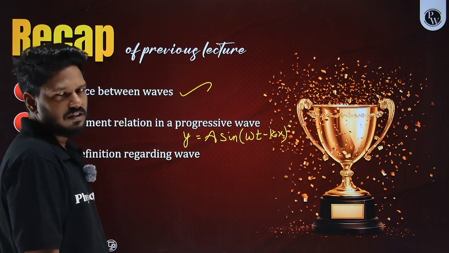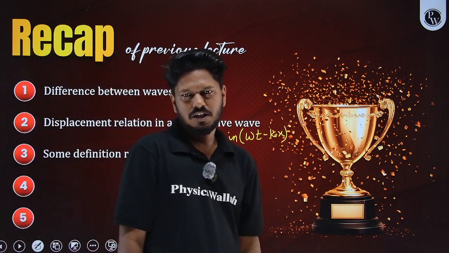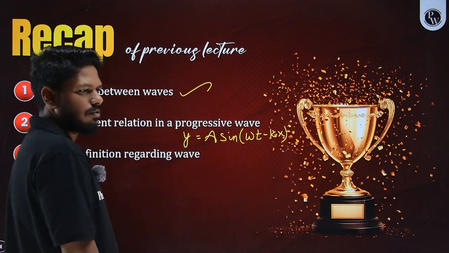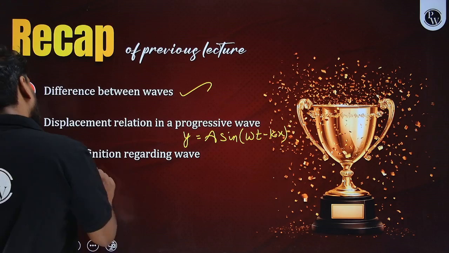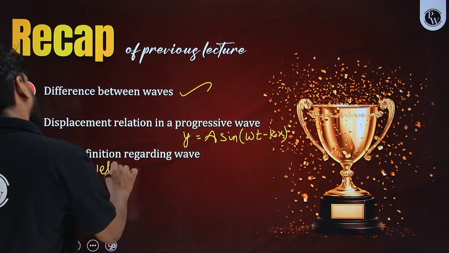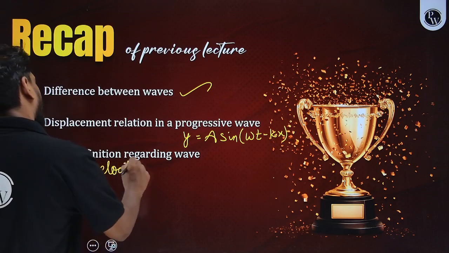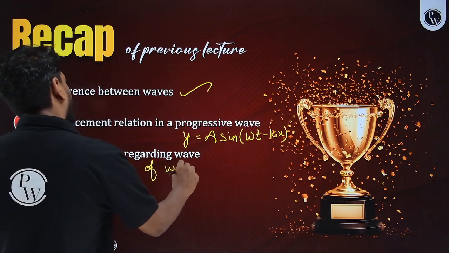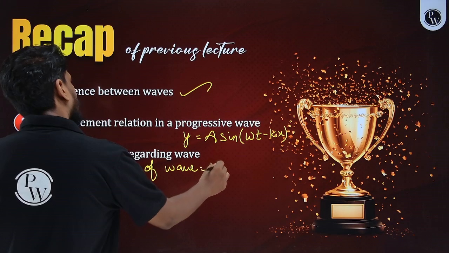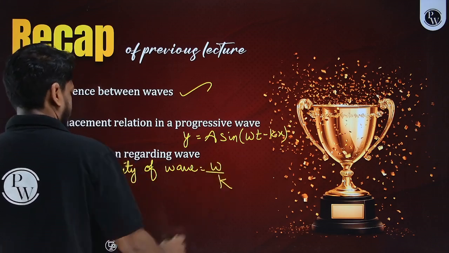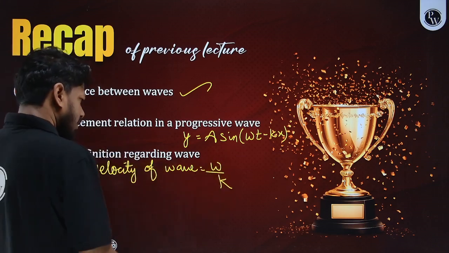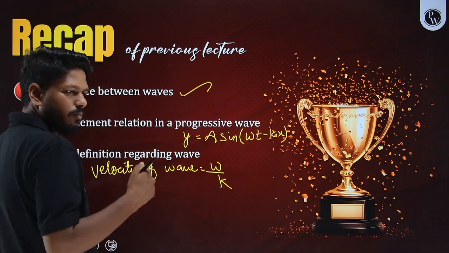What is wavelength? What is velocity? Right. All other things we saw: frequency, time period, amplitude. So velocity of wave is equal to omega by k. Or else you can simply write this as... Sir, how, sir? We don't know how we got omega by k.